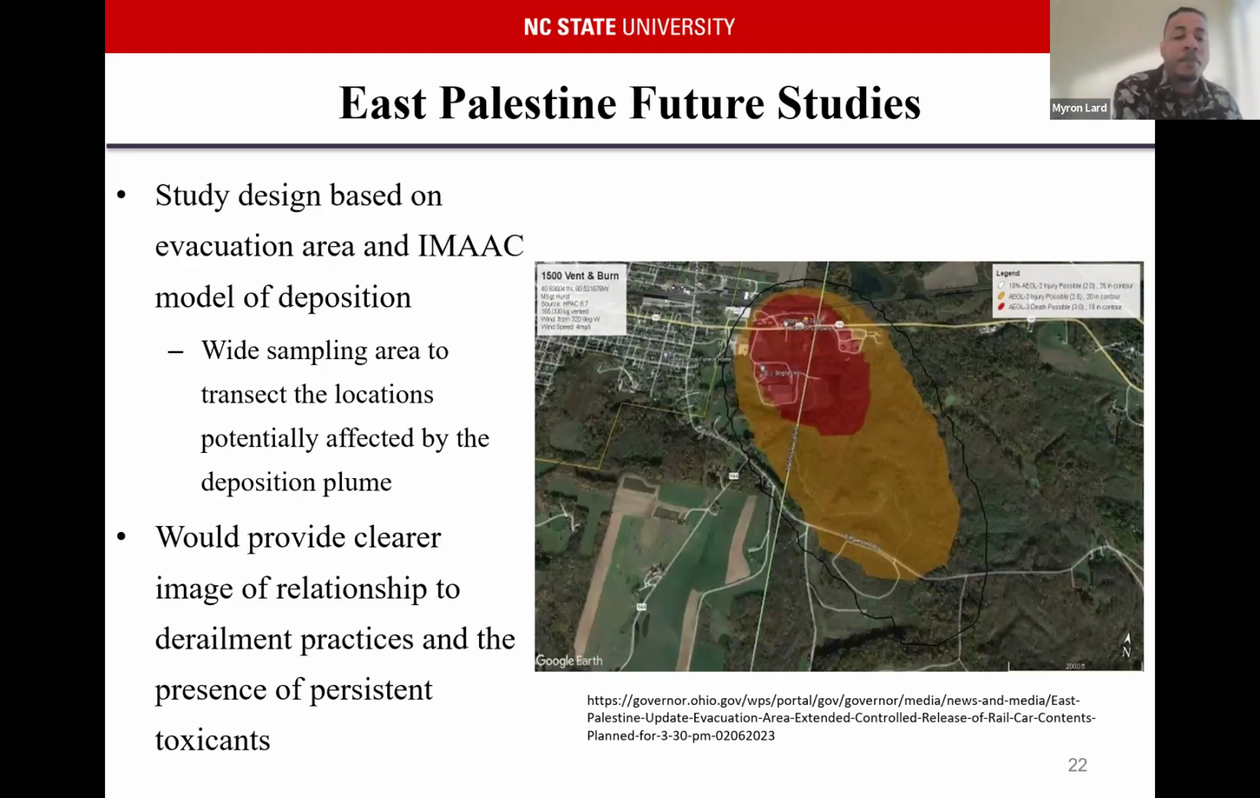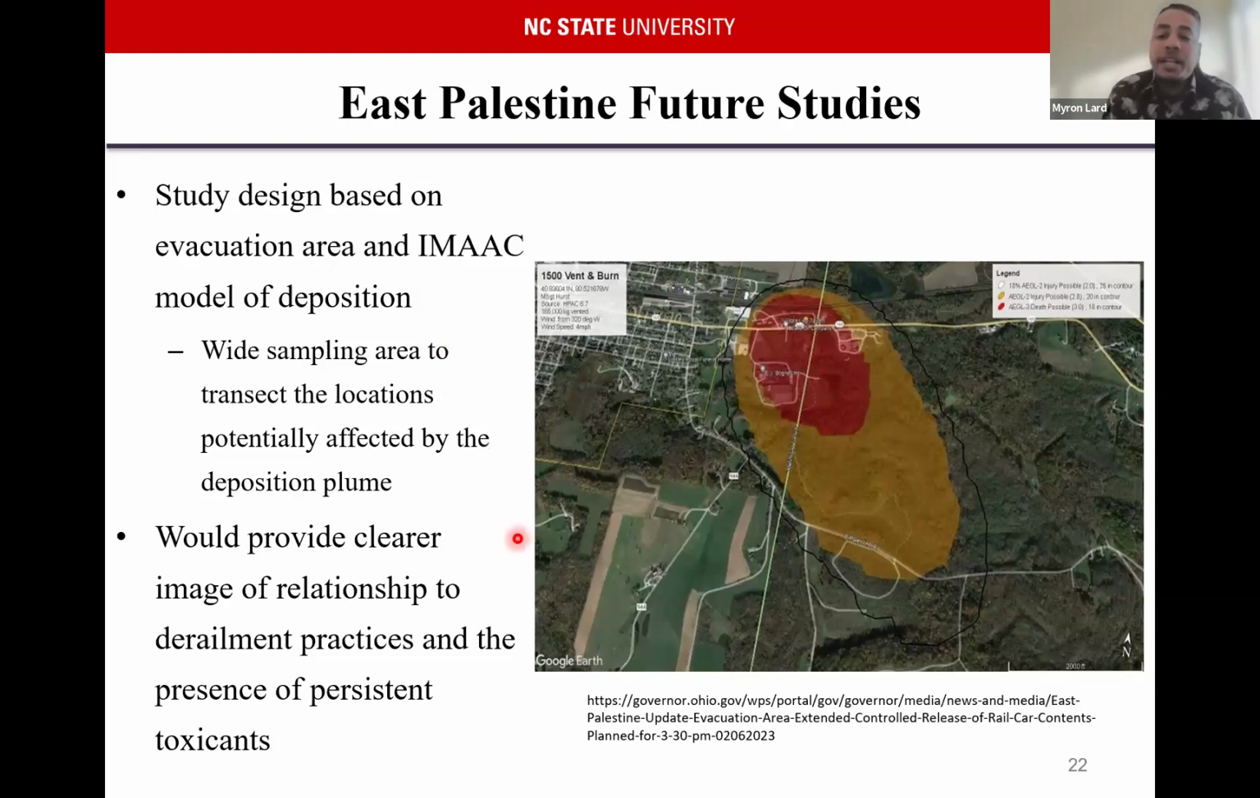a more directed and more comprehensive sampling that allows us to not only study the deposition plume, but study inside this area here. So this image is the evacuation area, the immediate evacuation area after the burn. So this is what the governor released after the derailment incident. And we want to study inside this, and also we want to study the entire modeled vented burn by IMAAC.